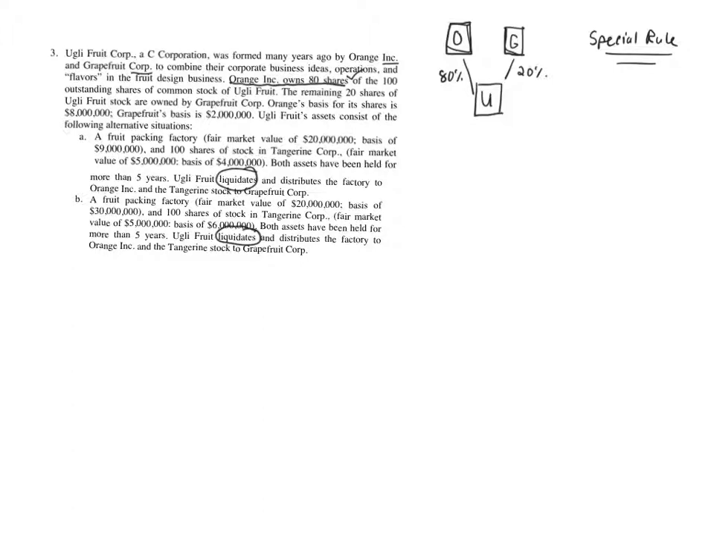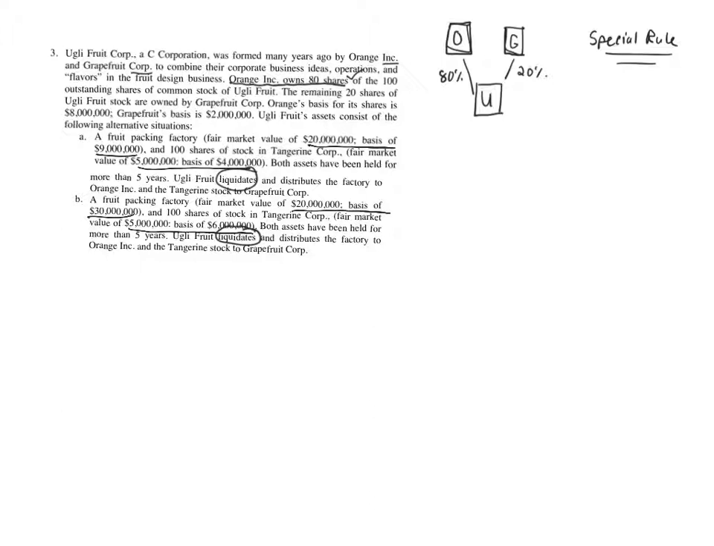In A and B, it's exactly the same. In A, grapefruit gets a factory, and I give you the basis and the fair market value. I'm sorry, my apologies. Orange gets a factory. I give you the adjusted basis and fair market value. Grapefruit gets some stock, and I give you the adjusted basis and fair market value. Now, the only thing that changes in A to B is that the bases and the fair market values of the assets change. These numbers. That's the only thing that changes.